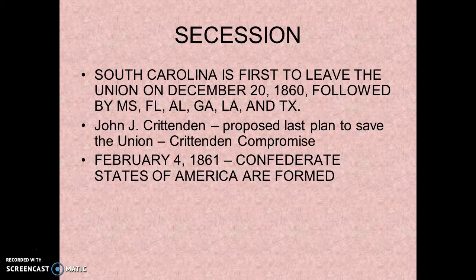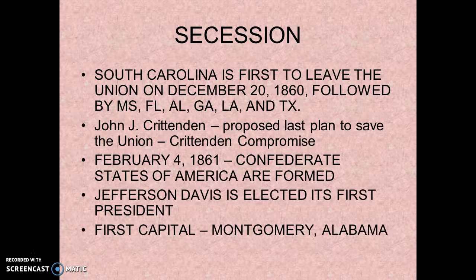In February of 1861, the Confederate States of America are formed, and now you've got the United States and the Confederate States, so two separate countries. And Jefferson Davis is elected president, and the first capital is in Montgomery, Alabama.